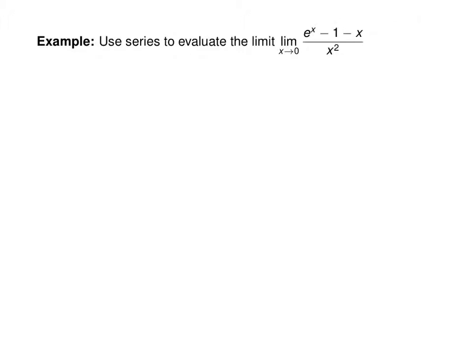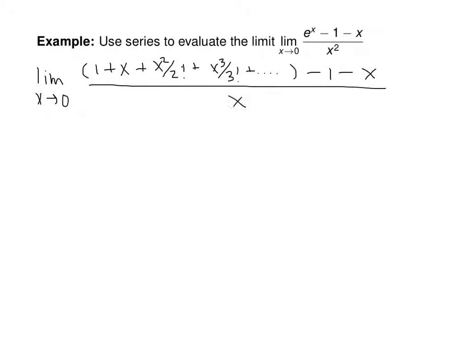Now, a series could also be used to evaluate limits. Notice also that for this limit you could use L'Hopital's rule since it is of the form 0 over 0. But just to show you how a series could be used, let's do it that way. We can use L'Hopital's rule to verify that this actually worked. So the limit as x goes to 0, the expansion for e to the x is 1 plus x squared over 2 factorial plus x cubed over 3 factorial, etc. And then minus 1 minus x all over x squared.